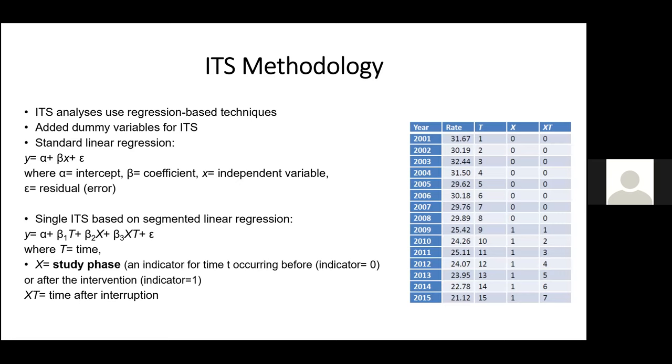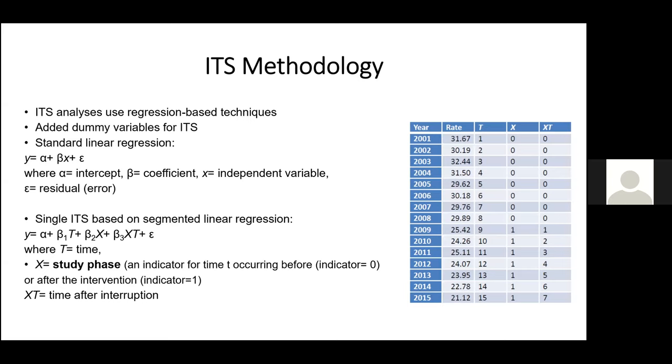So, just quickly jumping into the detail of the ITS methodology itself. These are regression-based techniques. Regression is not foreign to anyone in this class. They are only dummy variables. The issue is we get to add lots of dummy variables to run this ITS. As you know, our usual technique, exemplified here with a review of standard linear regression, has the intercept, the coefficient beta, and your independent variable, which now is the intervention. And of course, as usual, you have residuals.